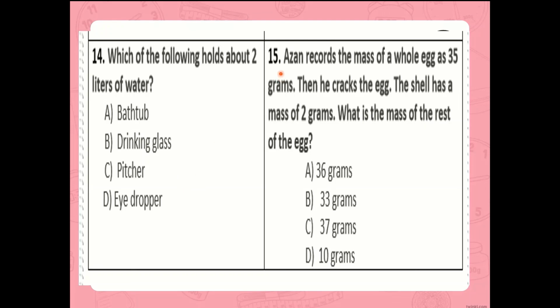Number 15. Azan records the mass of a whole egg as 35 grams. Then he cracks the egg. He breaks the egg. The shell has a mass of 2 grams. What is the mass of the rest of the egg? Calculate and find out.